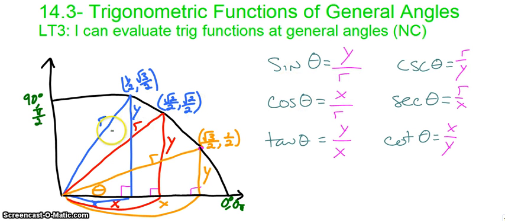Cosine would be very similar. If I was looking at this general angle again, cosine would be adjacent, so this x value over my hypotenuse, r. Tangent, TOA, opposite over adjacent, so my y value over my x value. And that's where these come from. And then obviously for cosecant, we flip sine, secant, flip cosine, cotangent, flip tangent.